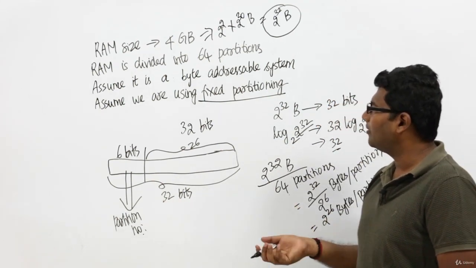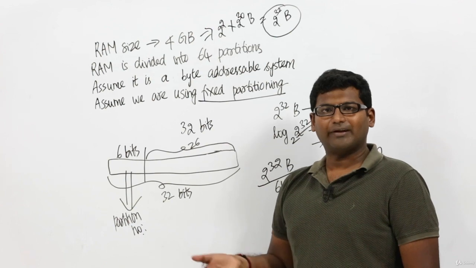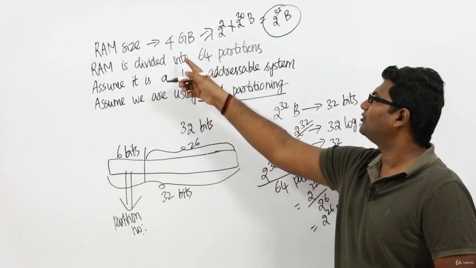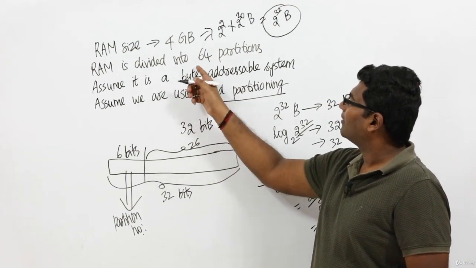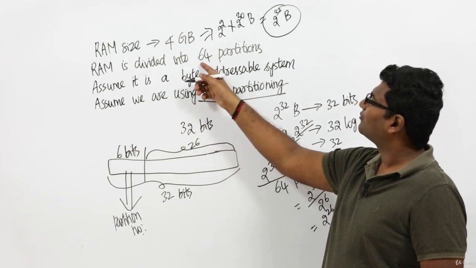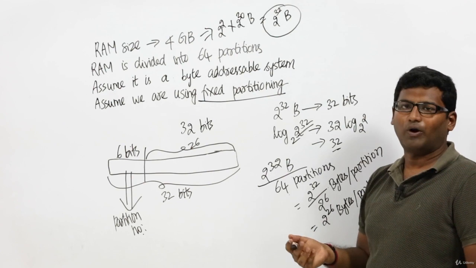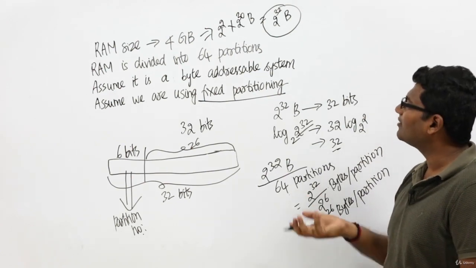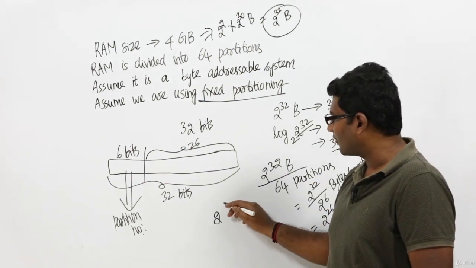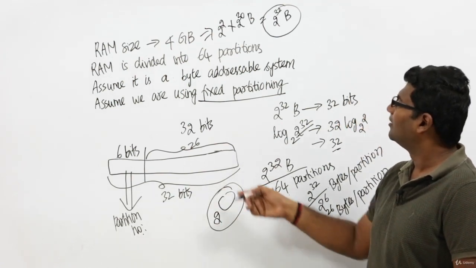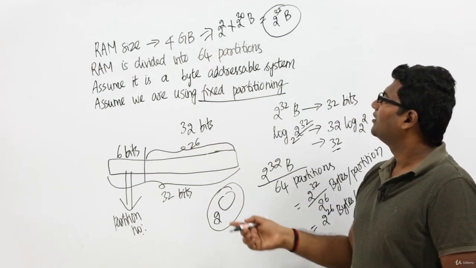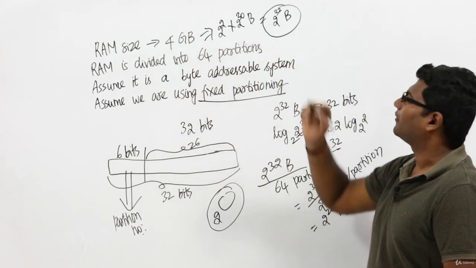I want you to be more comfortable with this. You can take some random numbers, you can replace 4 GB with 8 GB, and you can modify the question of 64 partitions as 128 partitions. Anything you can take, but take it in terms of 2 power, because in computer science everything will be in terms of 2 power. For example, 64 is 2 power 6, 4 GB is nothing but 2 power 32.